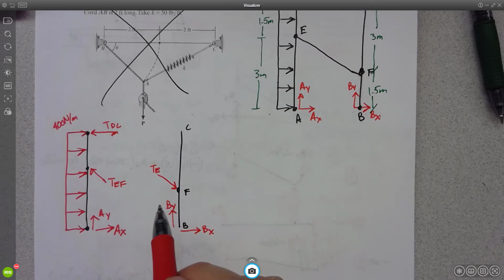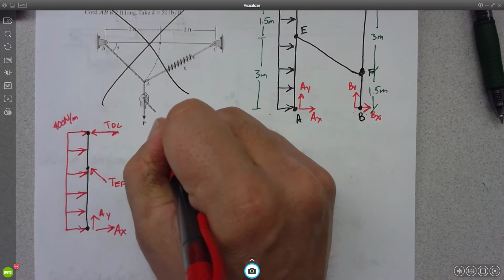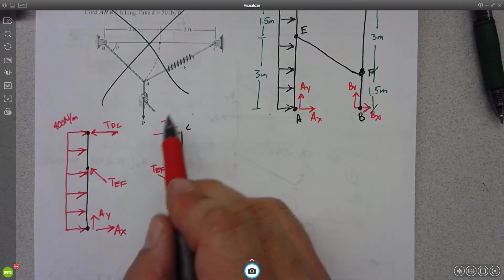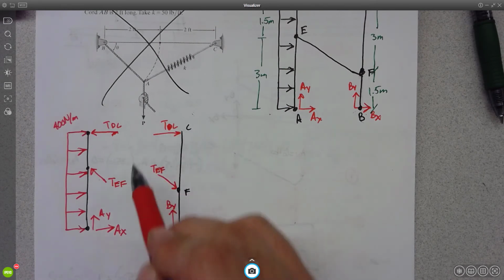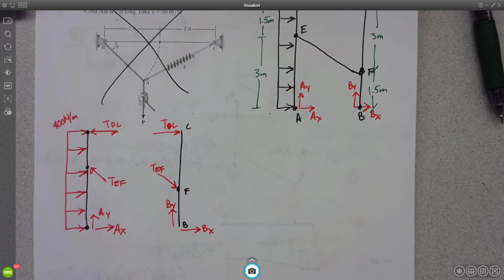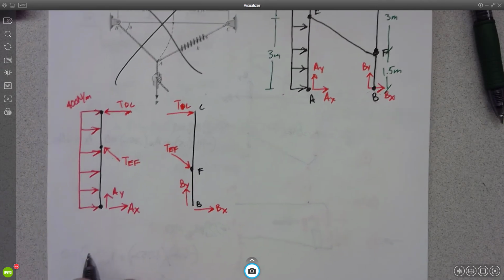Okay, so that means at C, DC is going to be over this way. So we've introduced 2 new variables, BY and BX, but by drawing a second free body diagram, we get 3 new equations. So now we have 6 equations and 6 unknowns. Okay, so let's write our 3 equations for DEA.